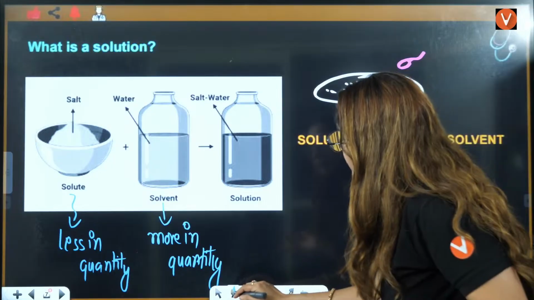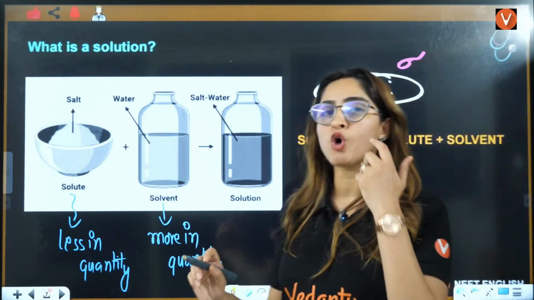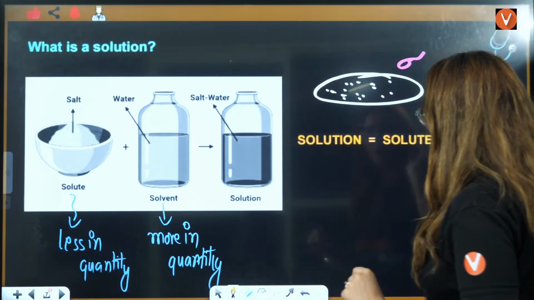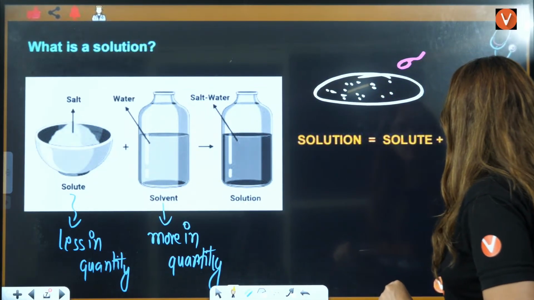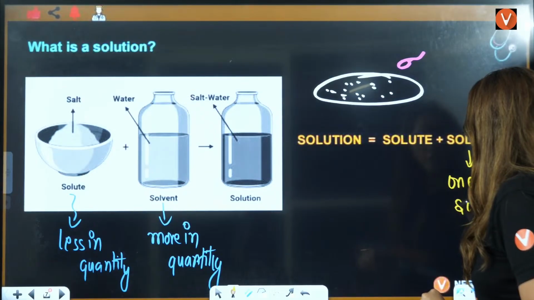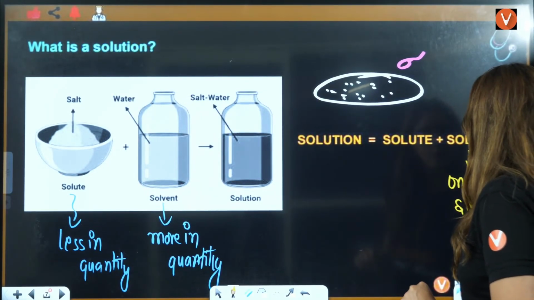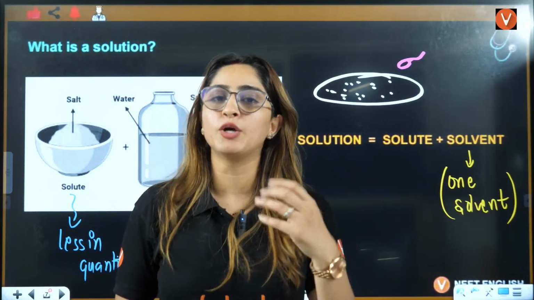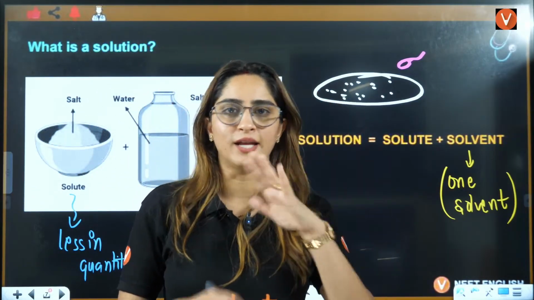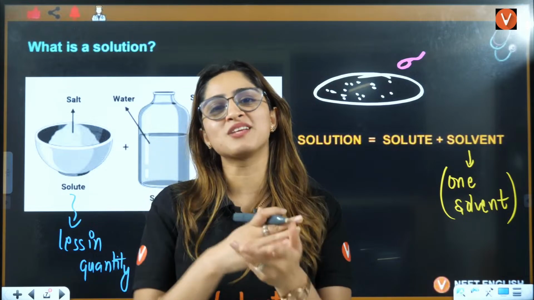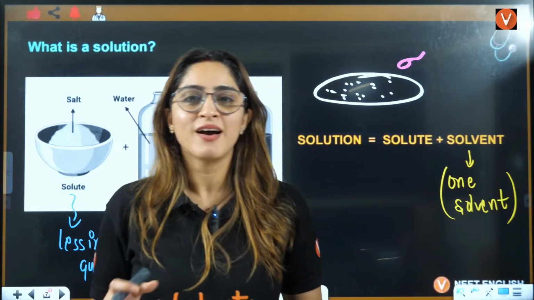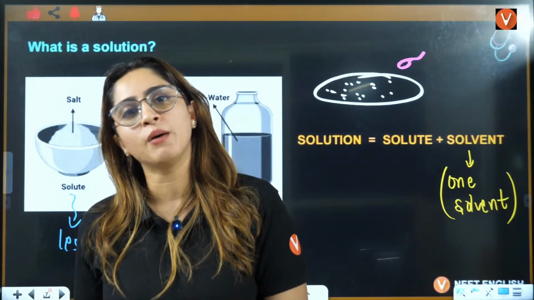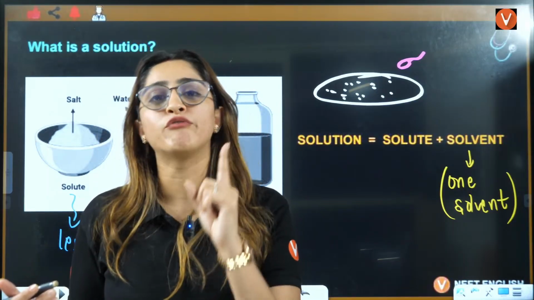Now, ma'am, can there be one solute, one solvent? How do we choose? Always remember that there will always be only one solvent. Solutes can be 1, 2, 3, 4, 10, 20, 30, any number. But the solvent will be only one in number.